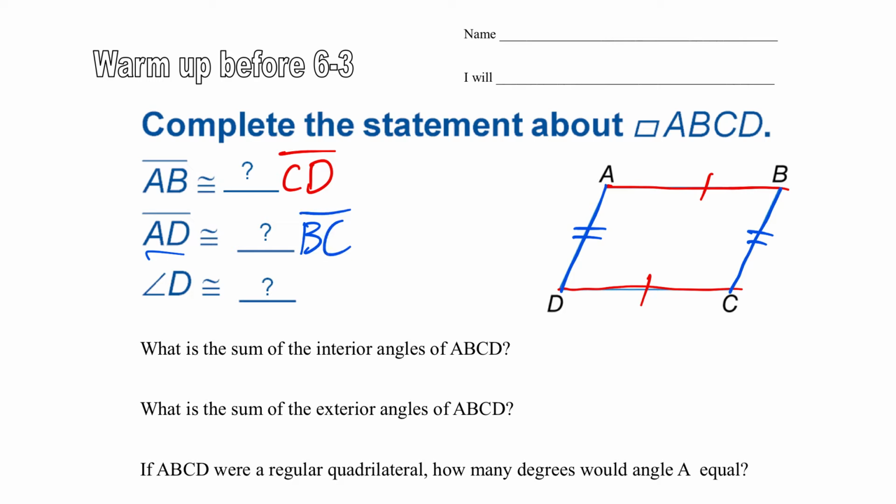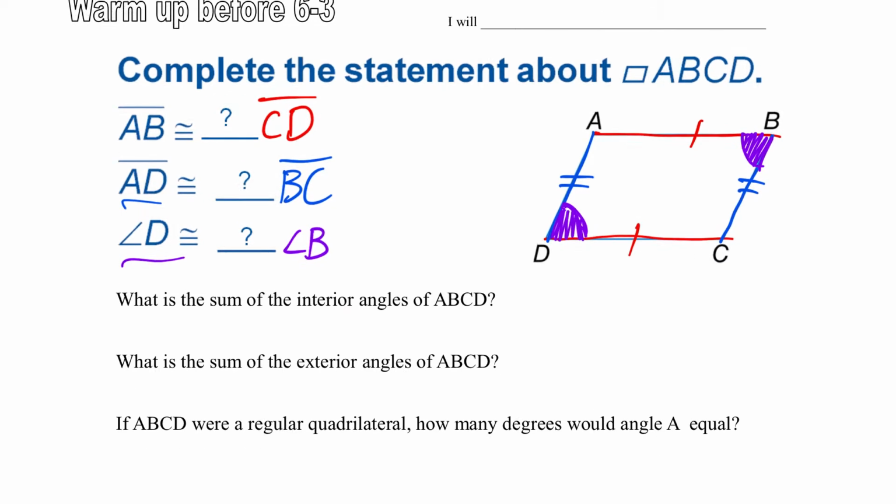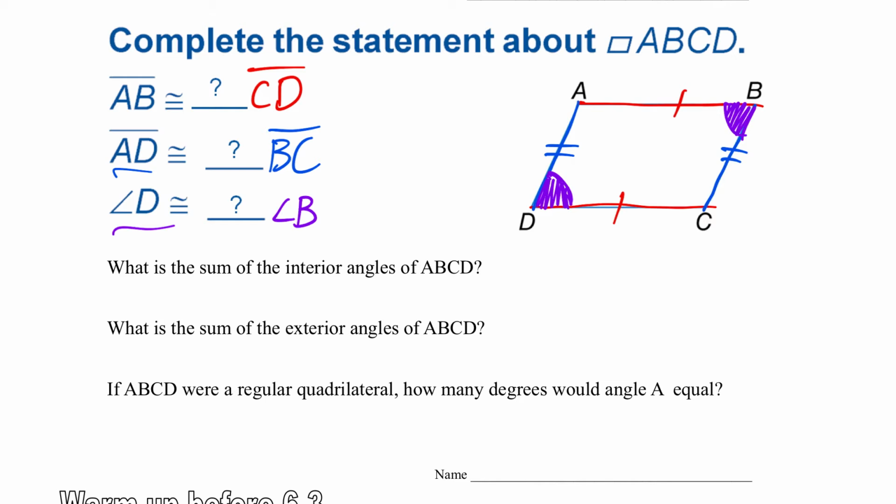Okay. And then angle D, this angle right here, is congruent to what? Angle B. To angle B, because remember the opposite angles are congruent to each other. Okay, so what is the sum of the interior angles of this? So if you were to add up all four angles, what would they add up to?